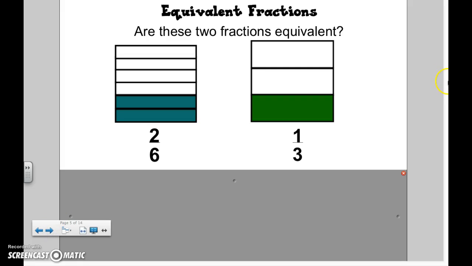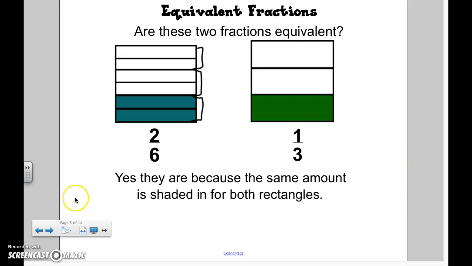So let's talk about equivalent fractions. Equivalent sounds like equal. So are these two fractions equal? Well, if I look, I can break this into 3 chunks by putting 2 pieces for every 1 chunk. So these are equivalent because 2/6 is equivalent to 1/3. They are the same, okay? So 2/6 is equivalent to 1/3. Yes, they are because the same amount is shaded for both rectangles.